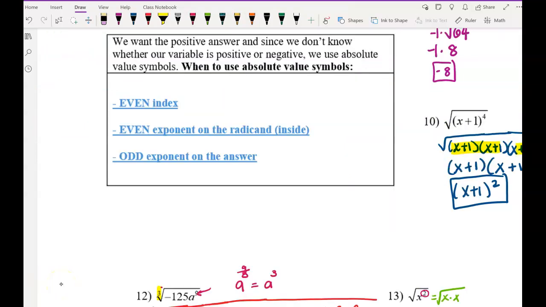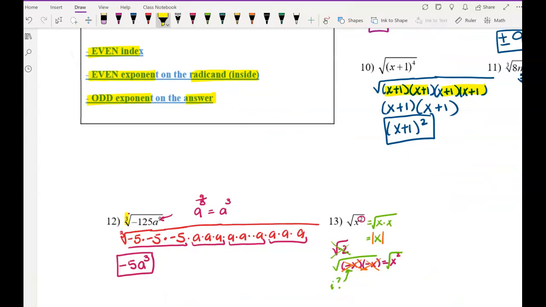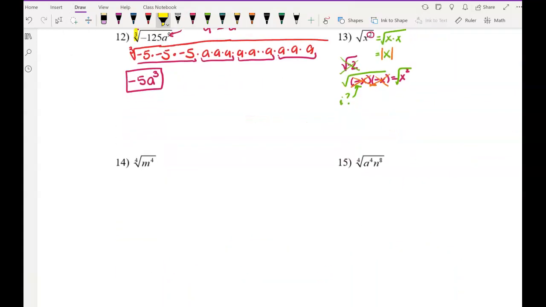We want the positive answer. And since we don't know whether a variable is positive or negative, we use absolute value symbols. So when do we use it? When our index is even, such as square root, fourth index, sixth index, right? And when your variable on the inside, the radicand, has an even exponent, and your final answer ends up with an odd exponent. Okay, so let's look at a couple of cases.